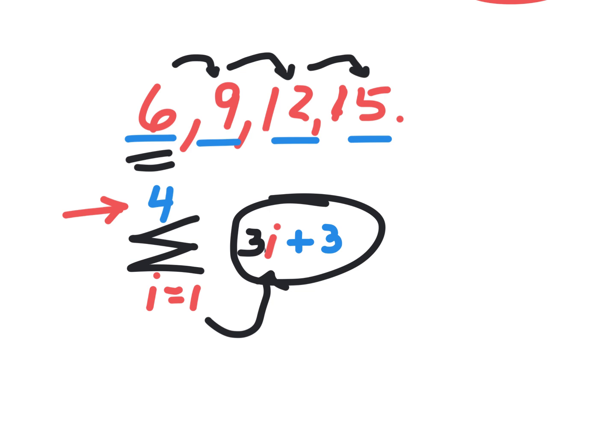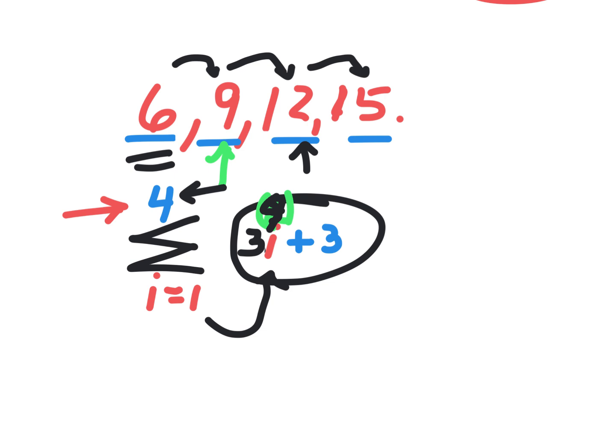And then when you put in a 2, you can just check it and see: if I put in 2, is it going to give me my next number? 3 times 2 is 6 plus 3 is 9. Look at that. And you'll put in the third number, which is 3. You get 9 plus 3 is 12, and it's working. Put in the last number, which is 4, and you get 4 times 3 is 12 plus 3 is 15. Cool. All right. I think we need to practice this a little bit.